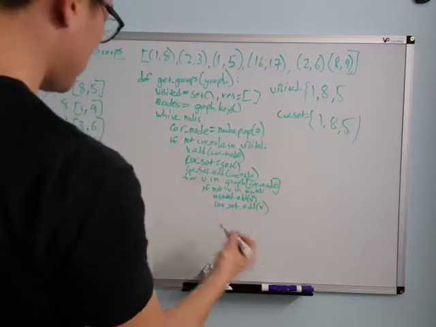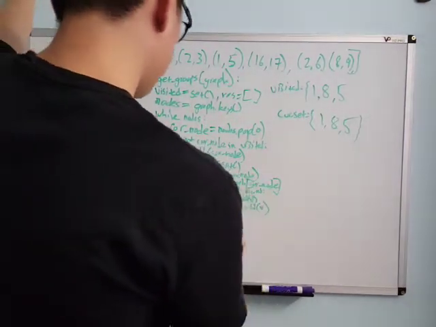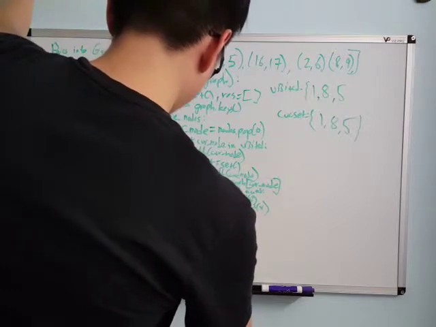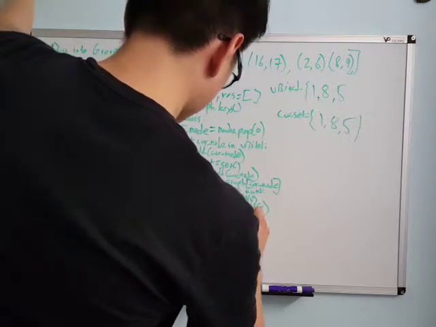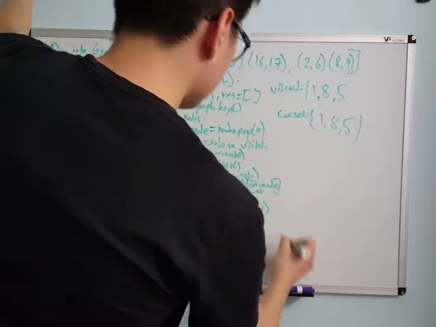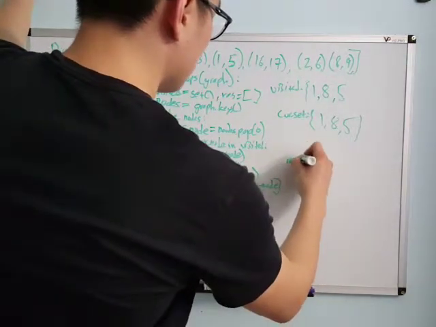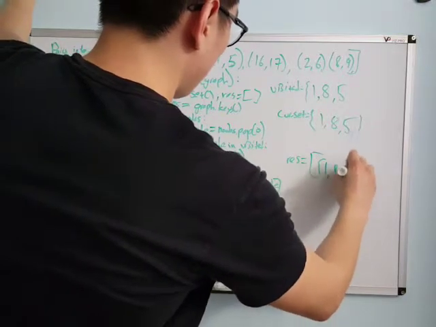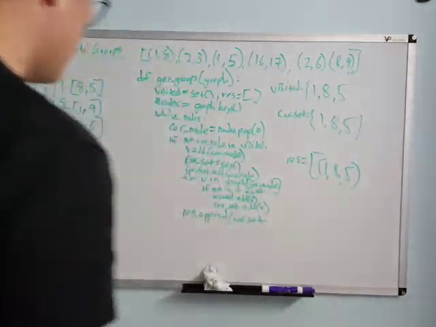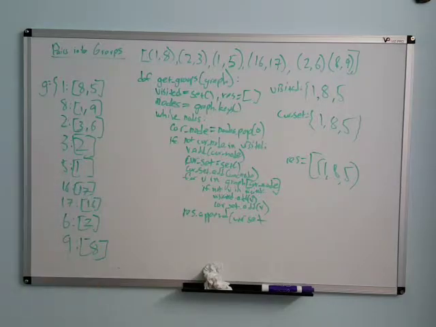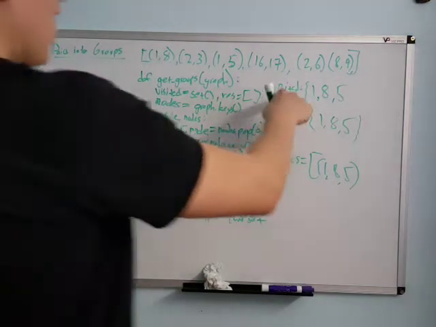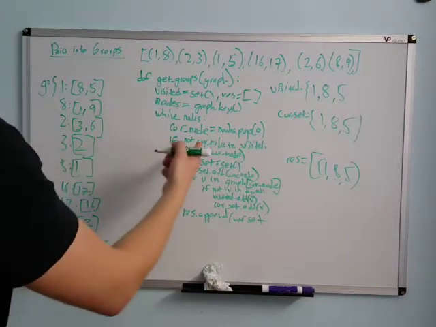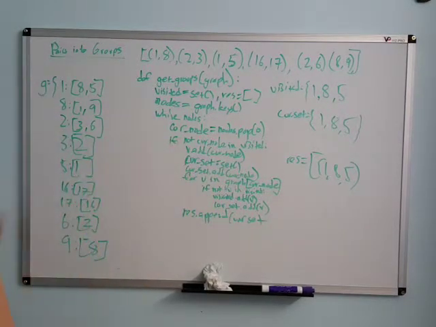So if we just did, if not cur node in visited, then we did results dot append cur set. Right, so we'll have results equal to this: 1, 8, and 5. We'll go to the next iteration. Cur node is 8. If not cur node in visited, cur node is in visited, we skip it. We go to 2. If not cur node in visited, 2, 3, and 6.